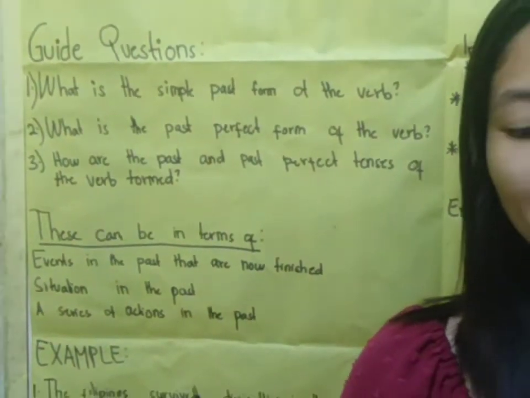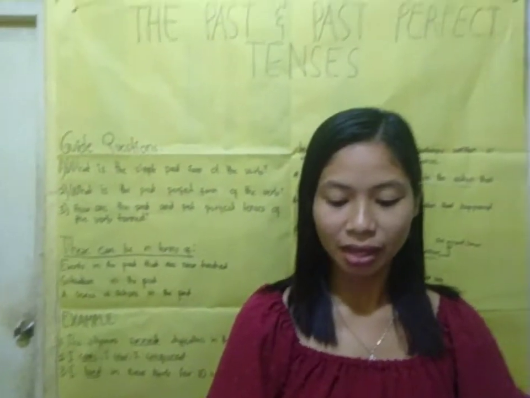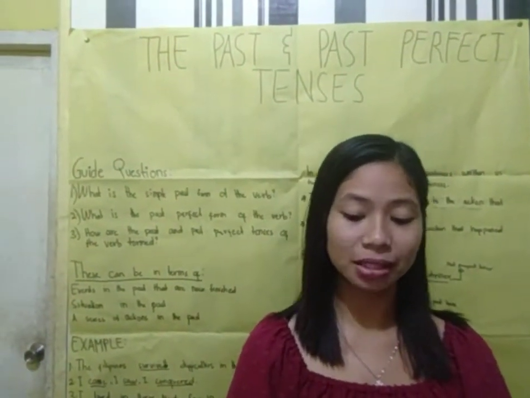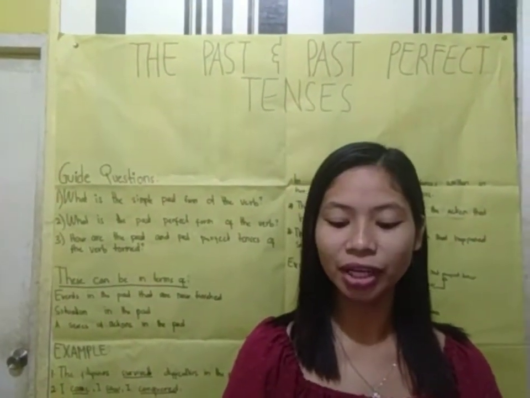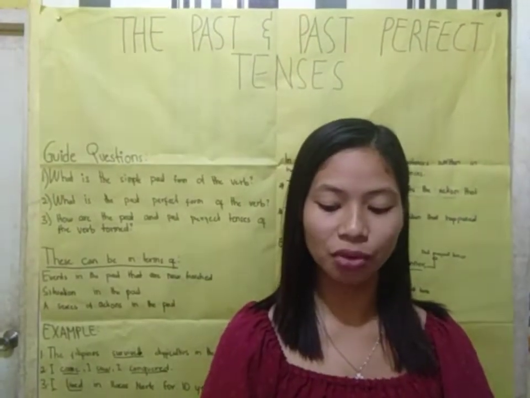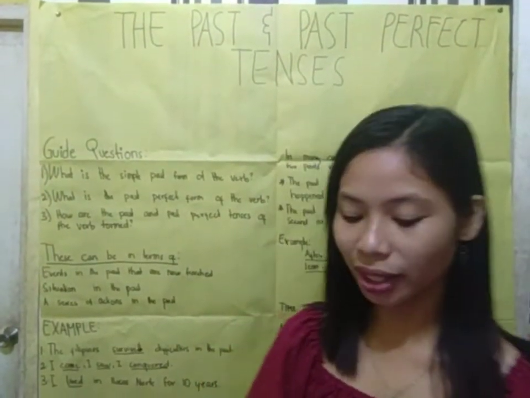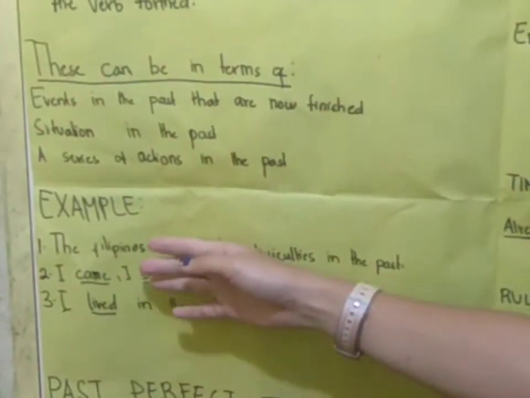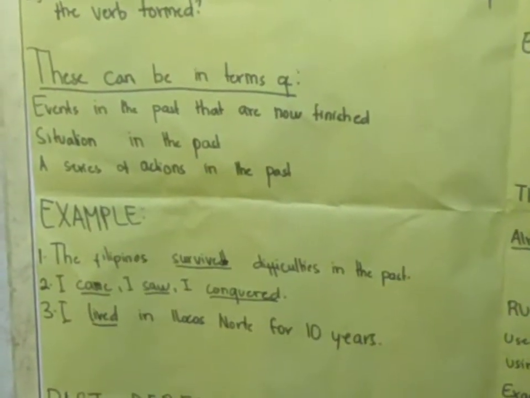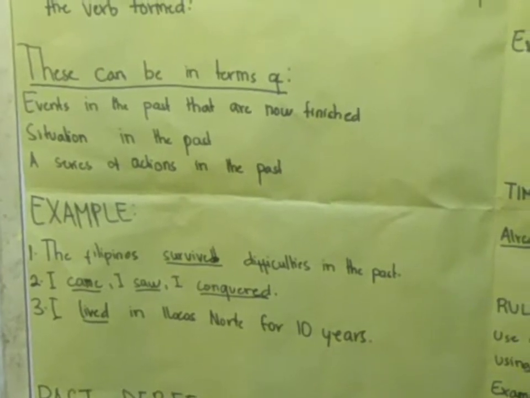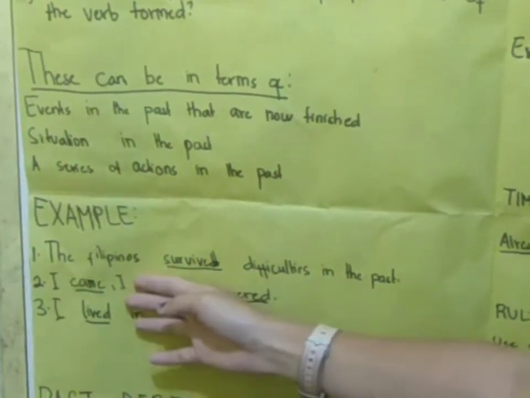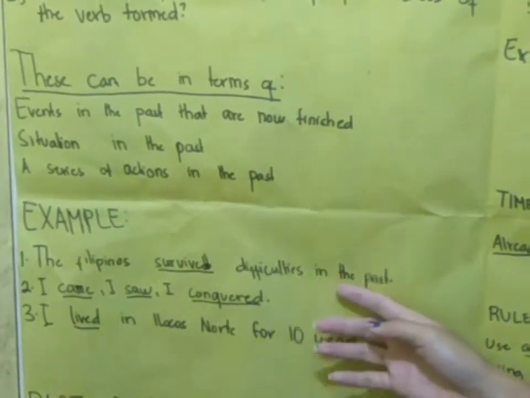Alright, simple past form of the verb. We use the simple past tense to talk about actions that happened at a specific time in the past. There can be a few actions happening one after another. Let's take a look at these examples. Our first example: the Filipinos survived difficulties in the past.